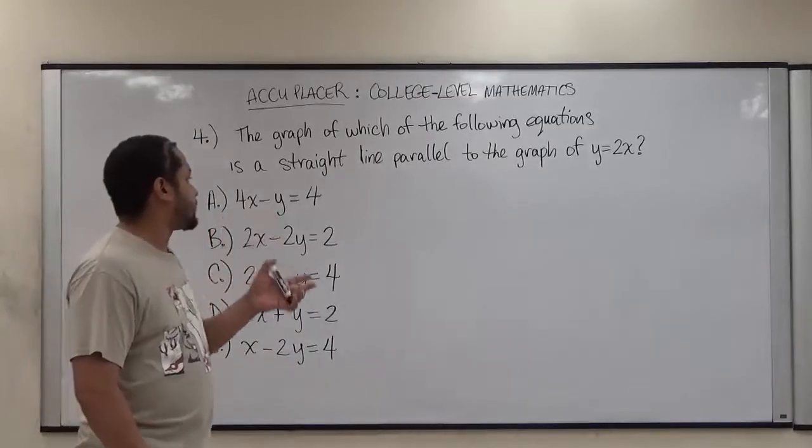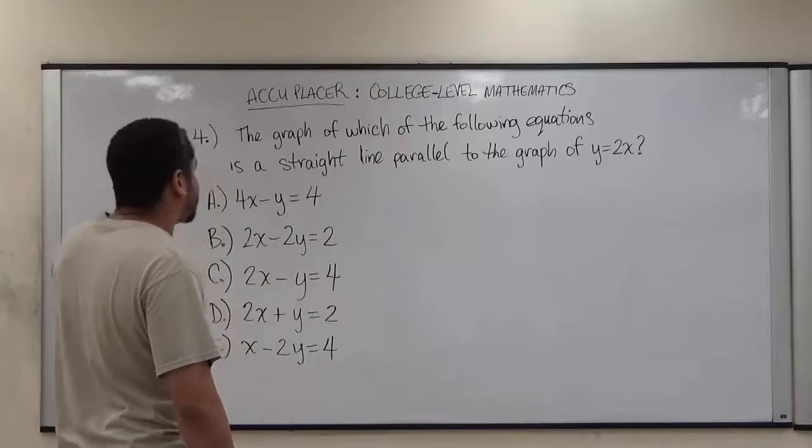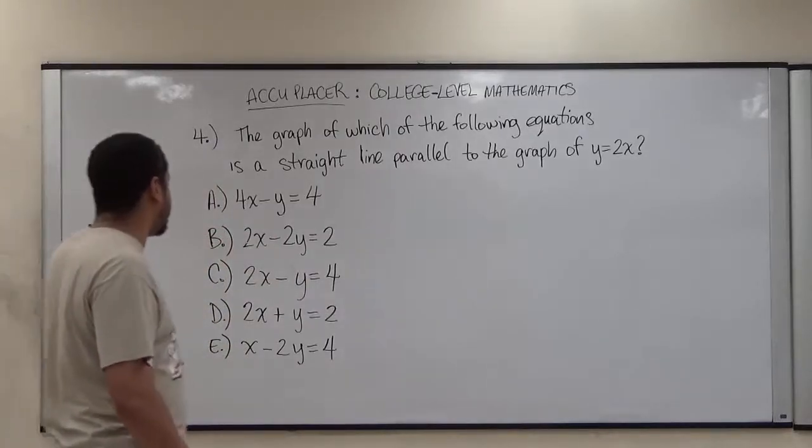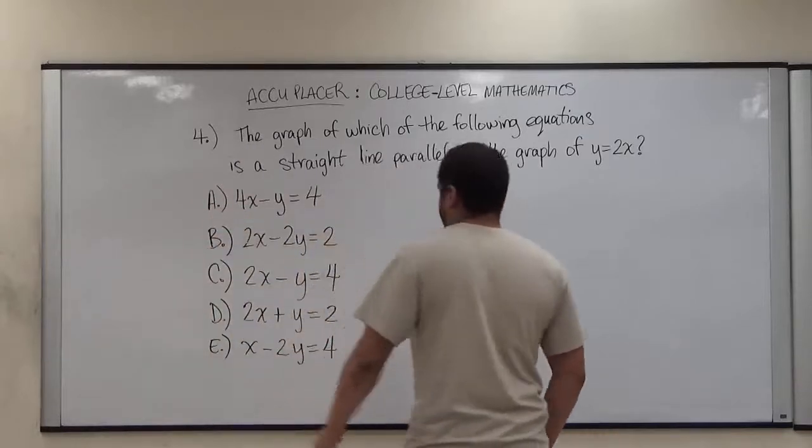In this question it says, the graph of which of the following equations is a straight line parallel to the graph of y equals 2x? Now here we have our 4 options for the solution to this problem.